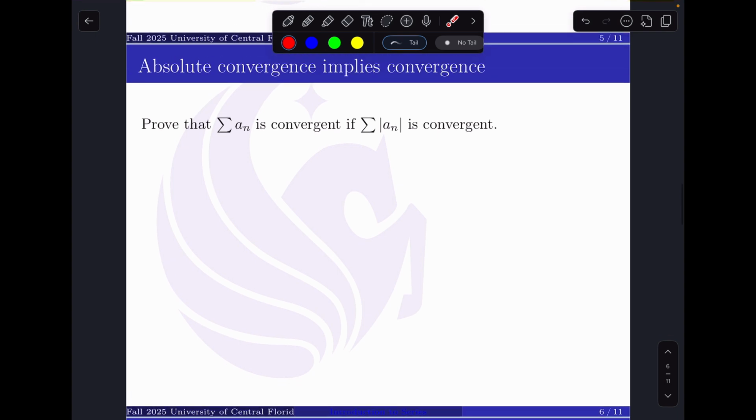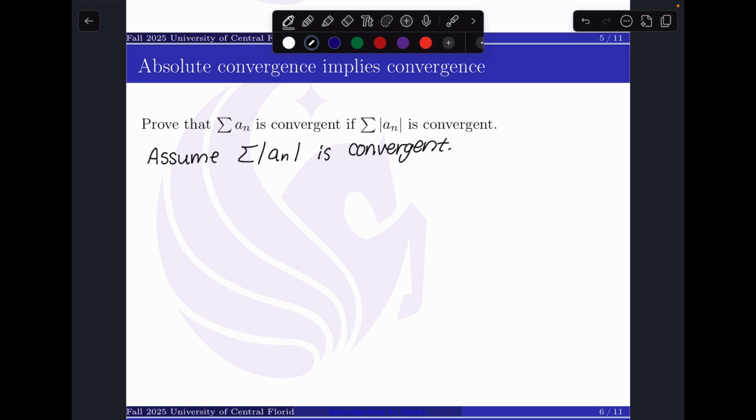All right, so if we know that a series is absolutely convergent, we know that the series is convergent. Now that might sound a little silly, but we're going to go ahead and prove it. So we have to prove that the series a sub n is convergent if the series for the absolute value of a sub n is convergent. So let's start by assuming the series with the absolute value a sub n is convergent. Okay, now what I want to show is that the series for regular a sub n is convergent.